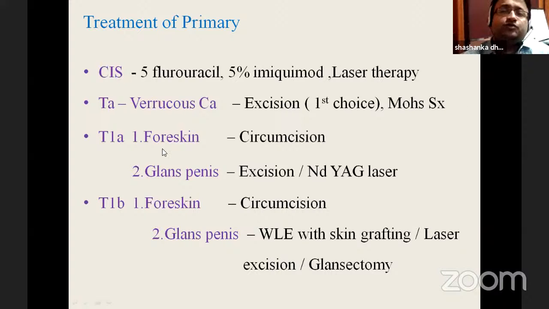This is another option. T1a involving the foreskin, the treatment is a wide circumcision, and that is enough. For T1a involving the glans penis, an excision or glansectomy is the treatment of choice. An alternative is the use of Nd:YAG laser. T1b involving the foreskin, again, a wide circumcision may be enough. And for glans penis, a wide local excision with skin grafting or a laser excision or a complete glansectomy may be the treatment of choice.